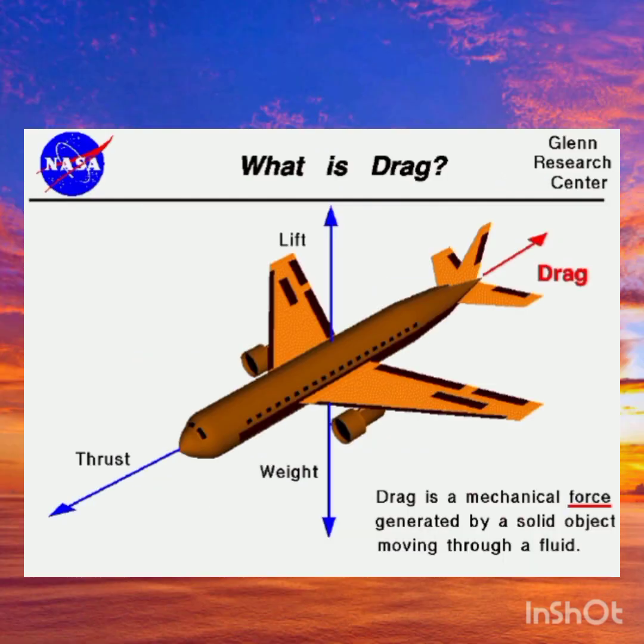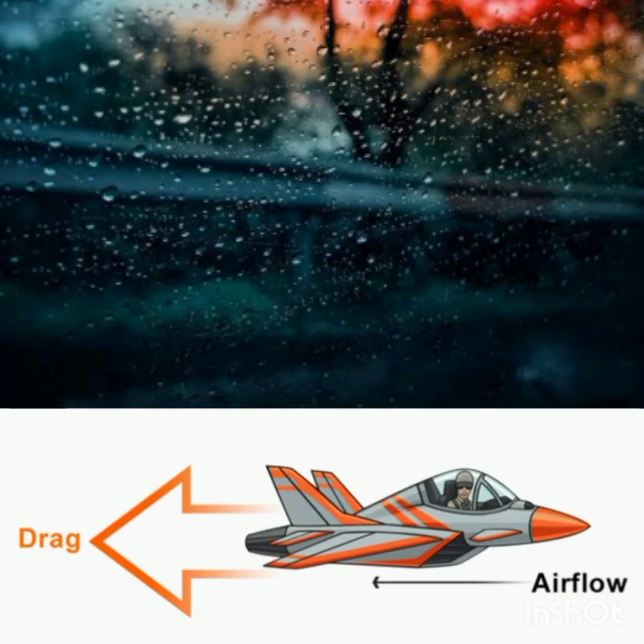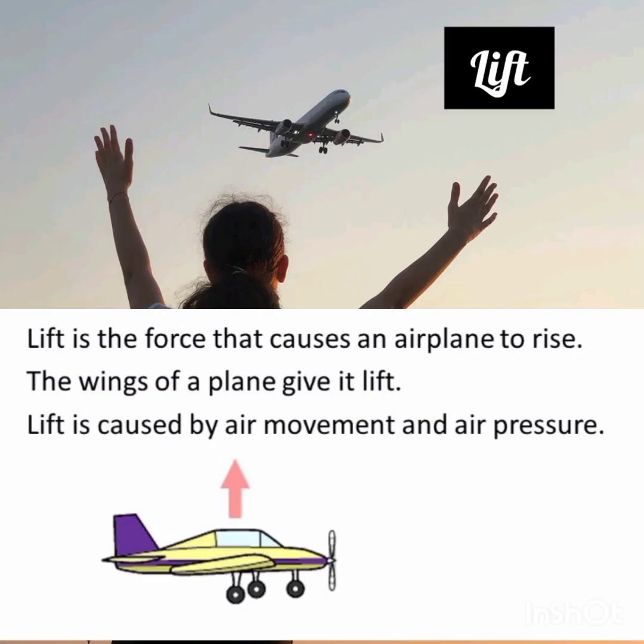Drag is a mechanical force generated by a solid object moving through a fluid. It creates friction between the molecules of the air and the surface of the plane. Drag force is what slows down the plane. Lift is the force that gives rise to the plane and the plane goes up.